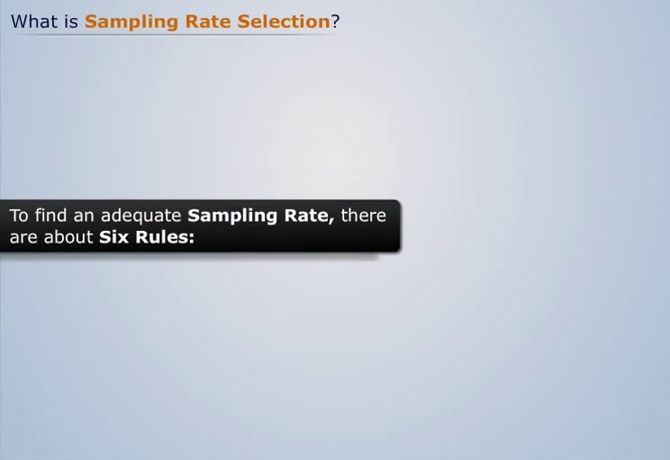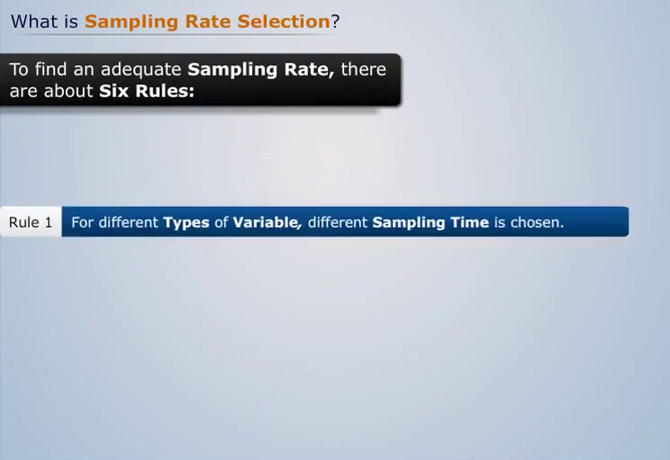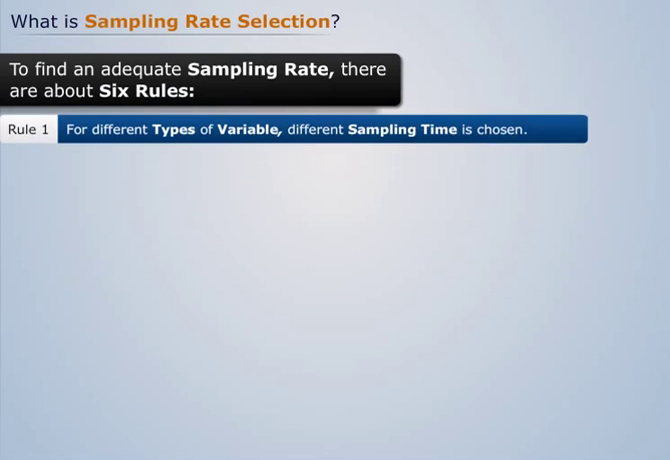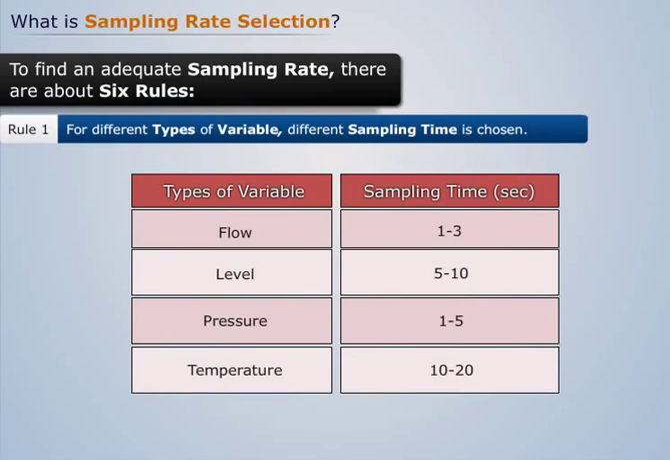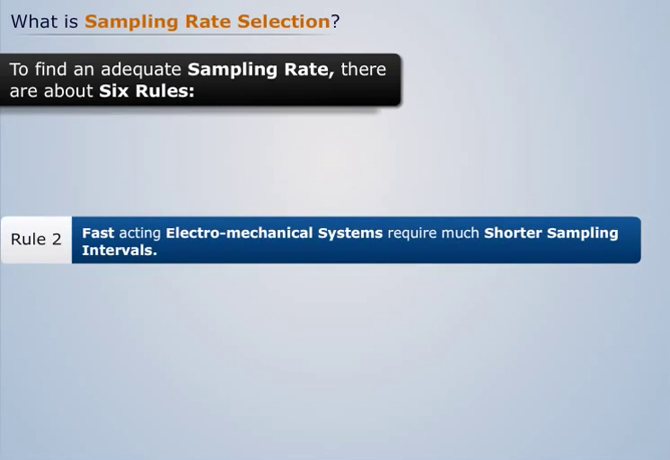Now, to find an adequate sampling rate, there are about 6 rules. Continuing with the first rule. For different types of variables, different sampling time is chosen. Fast-acting electromechanical systems require much shorter sampling interval.